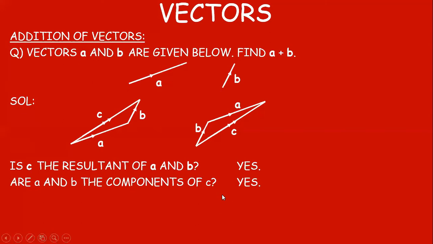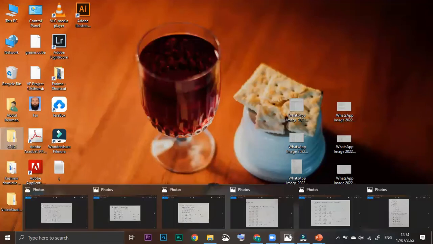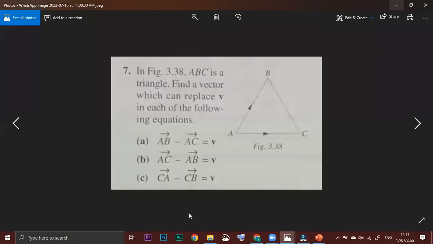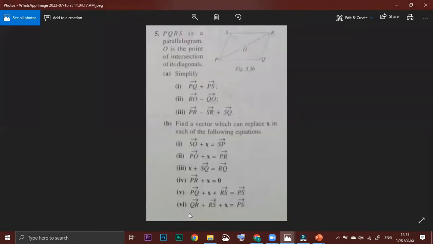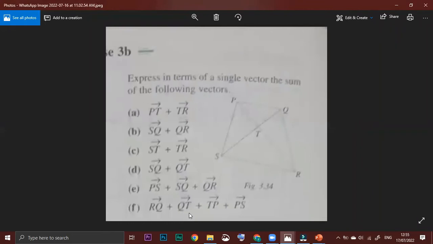Now I will elaborate this concept with the help of other examples. Now, this one is question number 4 from exercise 3B. First of all, we will attempt question number 3. Express in terms of a single vector the sum of the following vectors.